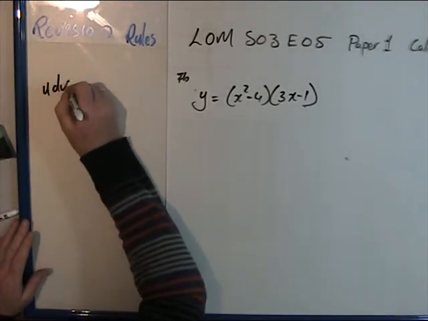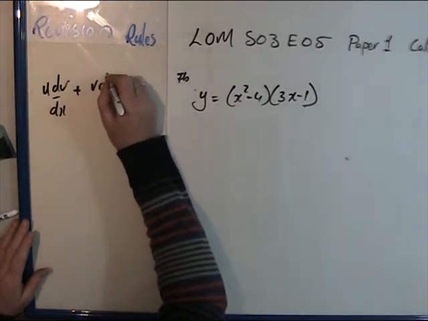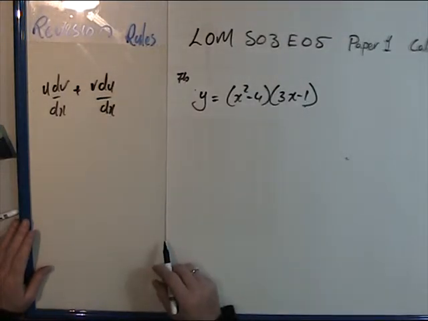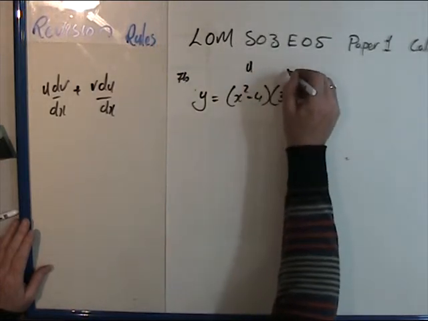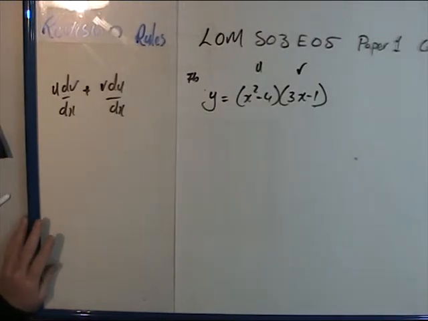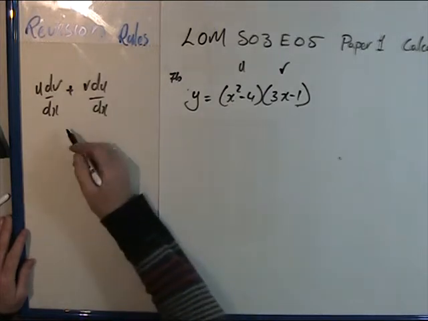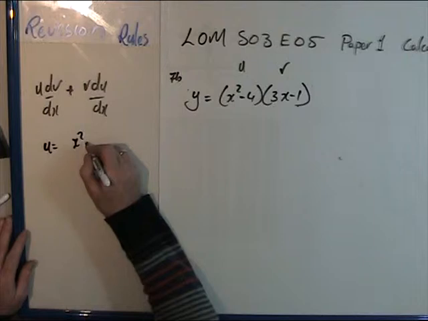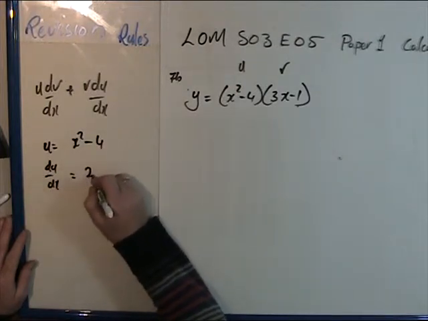So the product rule is u times dv dx plus v times du dx. It doesn't matter which way you get them around because they're adding. So we pick this as u and we pick this as v. So we follow the formula. U is equal to x squared minus 4, du dx is equal to 2x.